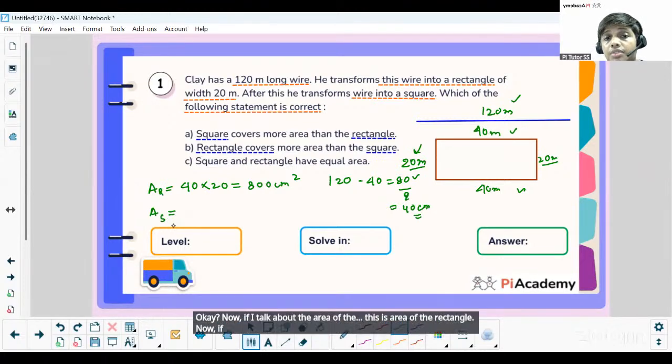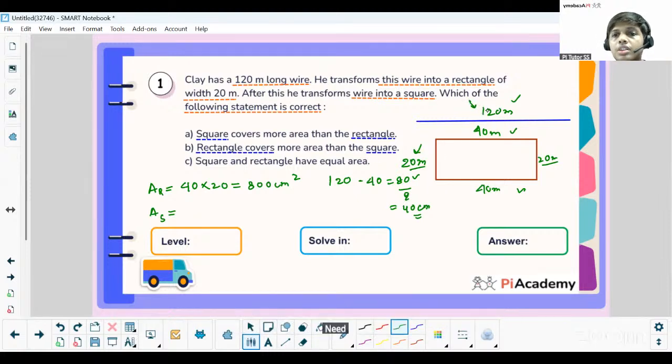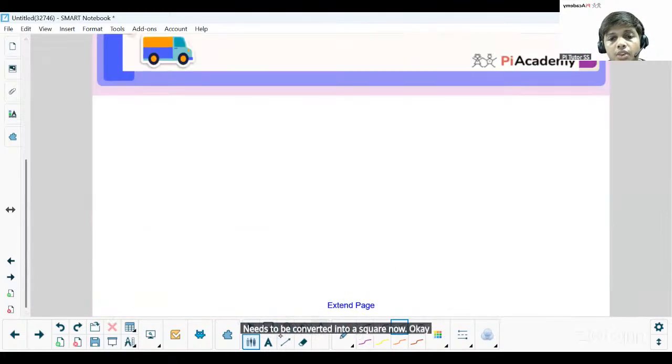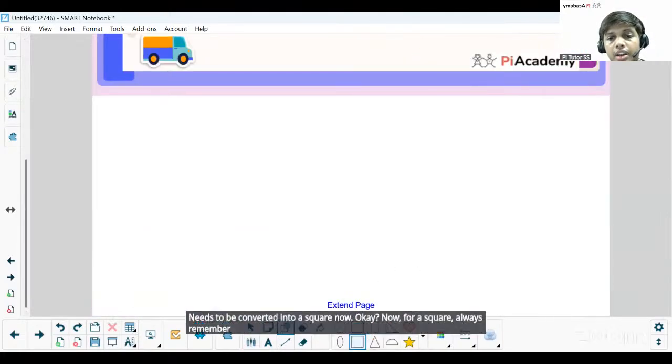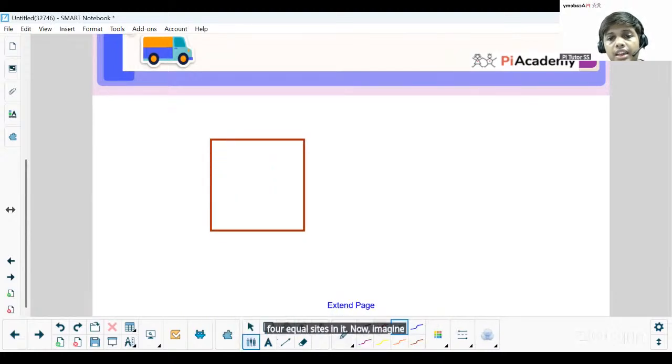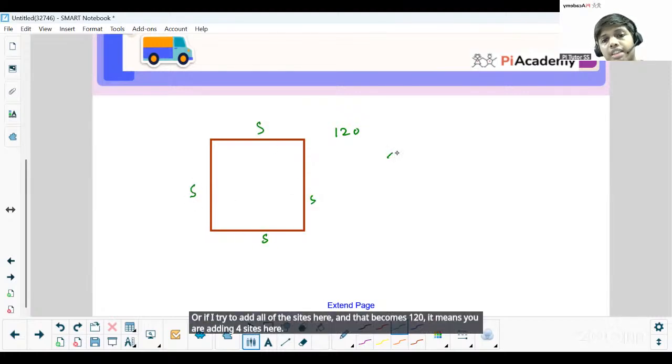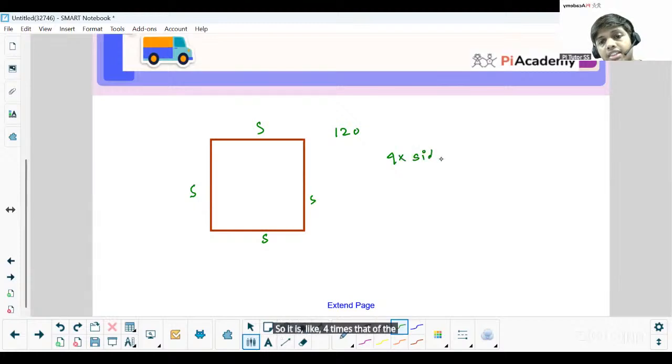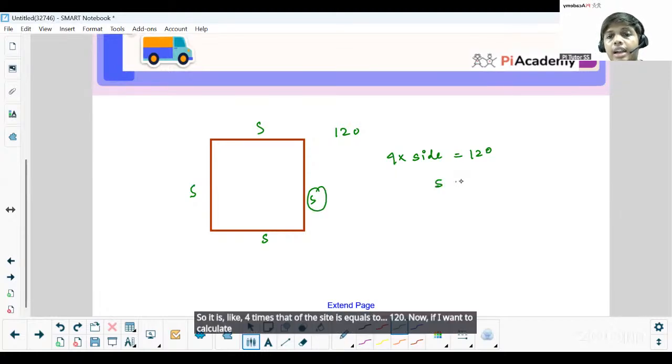Now, if I talk about the area of the square, this 120 meter needs to be converted into a square. For a square, always remember you are going to have 4 equal sides. Imagine if I add all of the sides here and that becomes 120, it means you are adding 4 sides. So 4 times the side equals 120. If I want to calculate one side, that becomes 120 over 4, which equals 30.